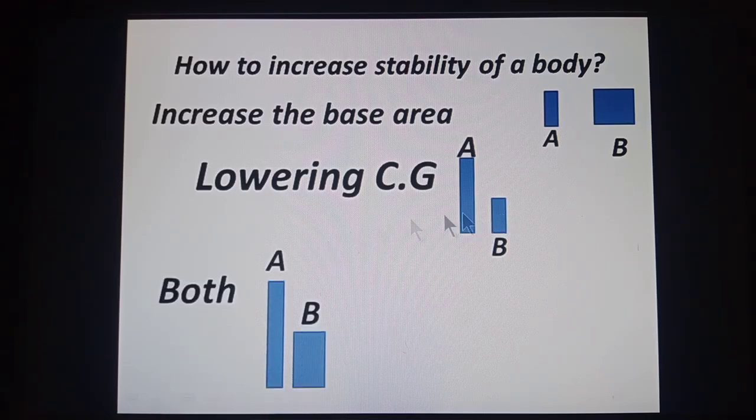Or we can take both the precautions. We can take both the steps. We can make the center of gravity low, as well as we can increase the base area. In this case, both the steps are taken. One, we made the position of center of gravity low, and secondly, we increased the mass, made the body more broader. So B is more stable than A. So students, this is all about equilibrium, types of equilibrium, conditions of equilibrium, states of equilibrium, and how we can increase the stability of a body.